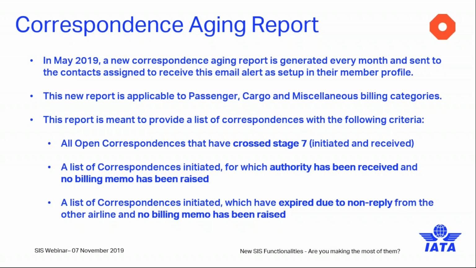This report is meant to provide a list of correspondences that meet the following 3 criteria. 1, all open correspondences that have crossed a stage 7 iteration. 2, a list of all correspondences that have been initiated for which authority to bill has been received, but no billing memo has been raised as yet. And 3, a list of correspondences that have been initiated and expired due to non-reply from your other airline and for which no billing memo has been raised yet. So these are the three conditions or criteria, if you will, that will generate on the report for you.